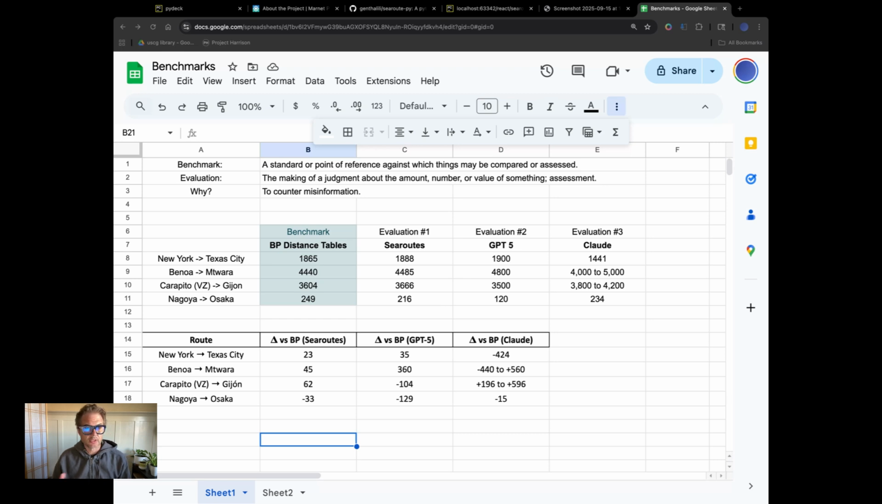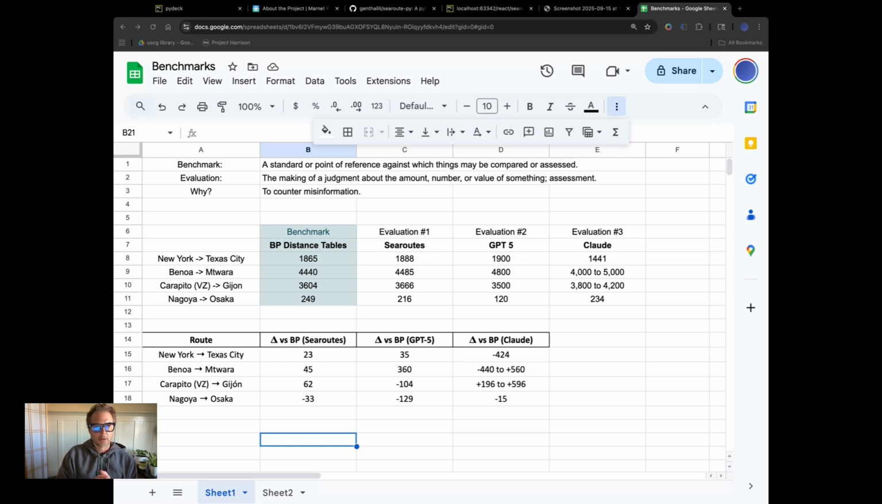And then I'm using Searoutes as well, which is what we were looking at there. And then I actually just prompt engineered an output. I said to ChatGPT, give me the distance in nautical miles from, say, New York to Texas City over an ocean going route for merchant vessels, something like that. So I put that prompt in, and then I put in the origin port and the destination port. And this is what I got.